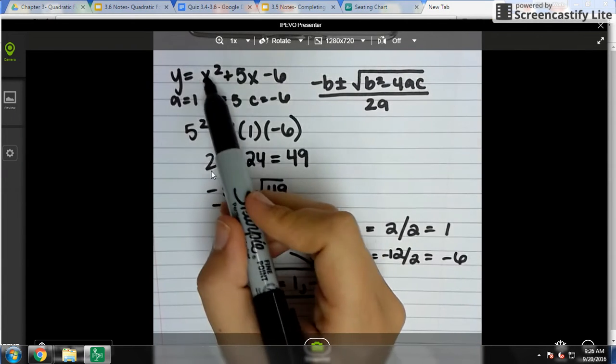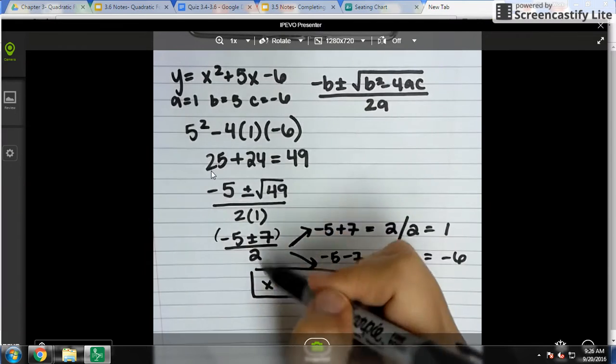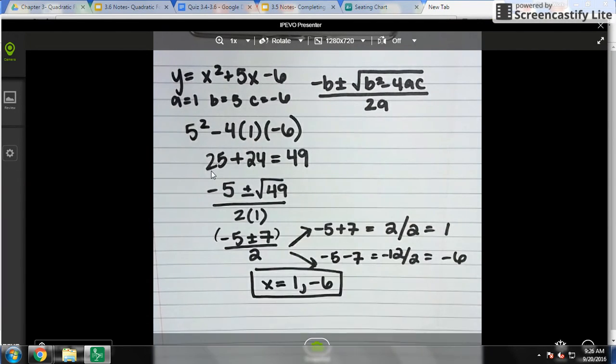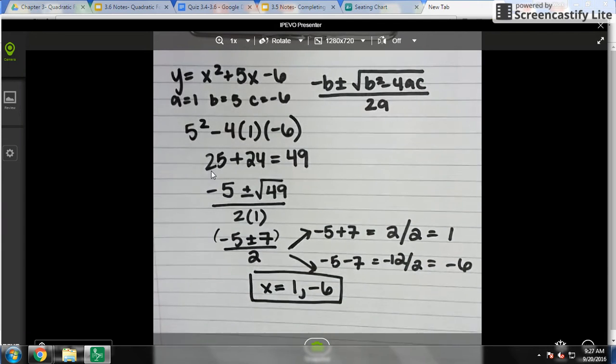And if you want to check your work, you can plug these back in for x. You would plug 1 in for both x's, and you should get 0. Negative 6 in for both x's, and you should get 0 as well.